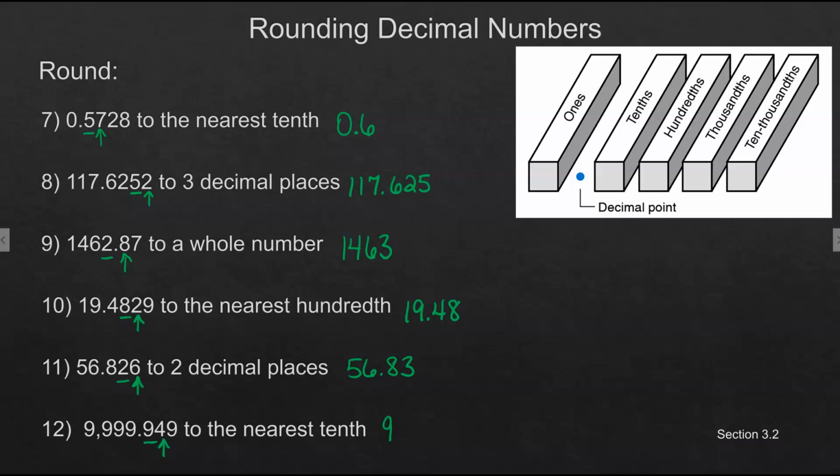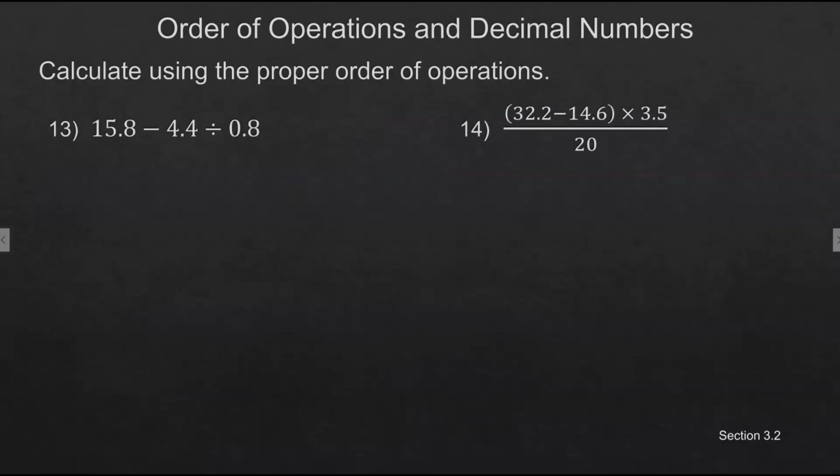So this is 9,999 and 9/10. All right, so now that is rounded to the 10th place. All right. So next, we have order of operations with some decimal numbers.